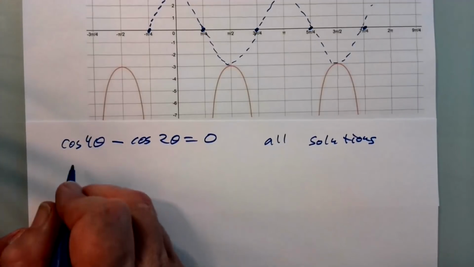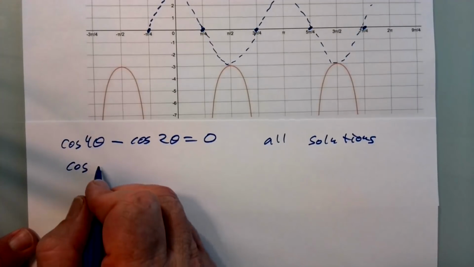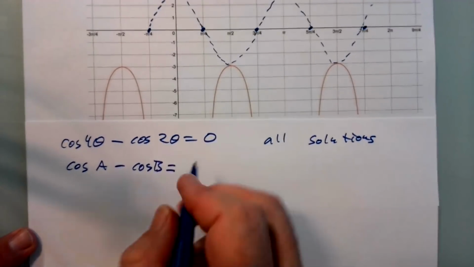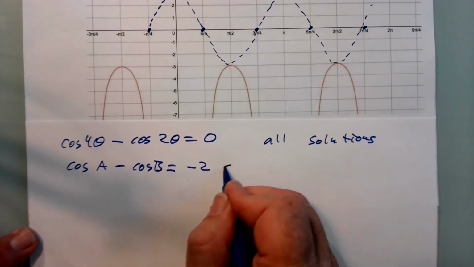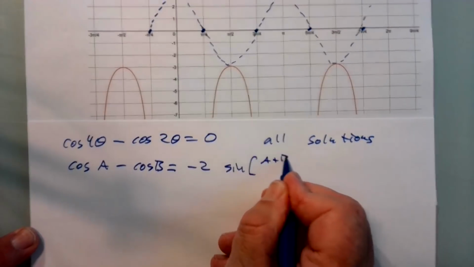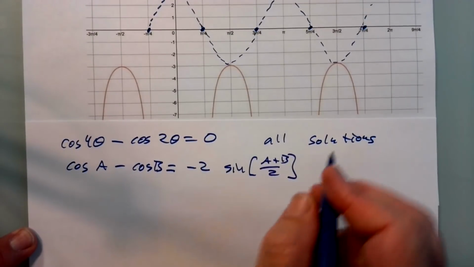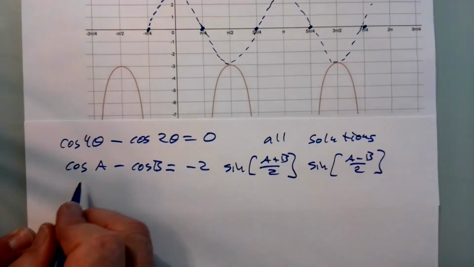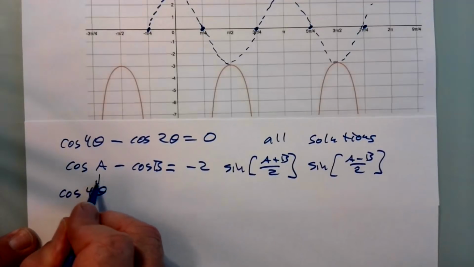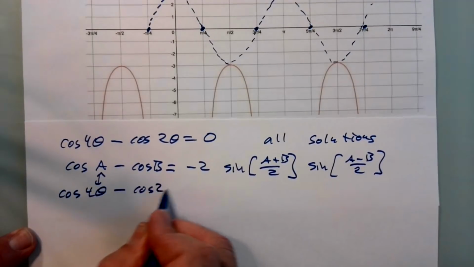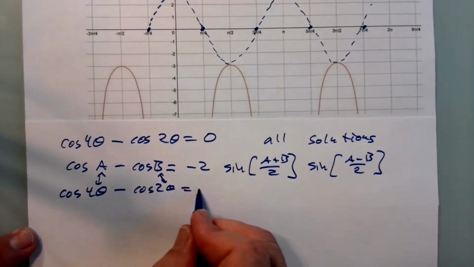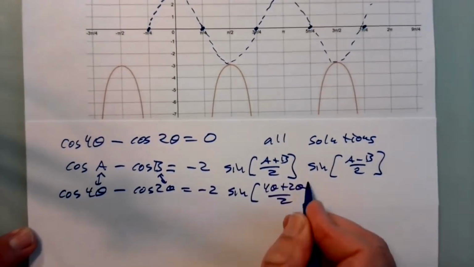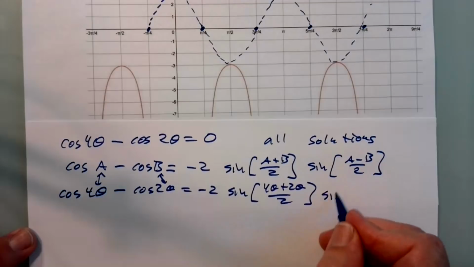We're going to need to have our formula to help us do that. I will give you a formula sheet on your exam. Cos A minus cos B equals negative 2 sine of A plus B over 2 times sine of A minus B over 2. So we want cos 4 theta. Wherever you see an A, you're going to put a 4 theta. Minus cos 2 theta. Wherever you see a B, you're going to put a 2 theta. Will be negative 2 sine of 4 theta plus 2 theta over 2, sine of 4 theta minus 2 theta over 2.